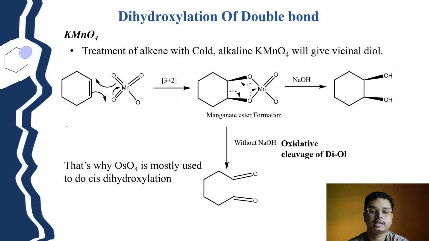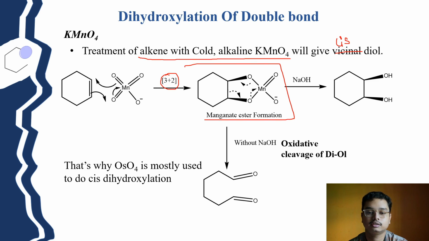Now KMnO4. KMnO4 is also capable of cis dihydroxylation, where treatment with cold alkaline KMnO4 will give a vicinal diol. This is a cis diol. So this also follows the same mechanism as osmium tetroxide. Like the 3+2 cycloaddition is there to form this manganate ester, and then in the presence of base, it will show cis dihydroxylation.